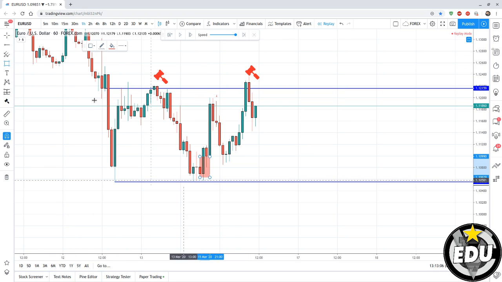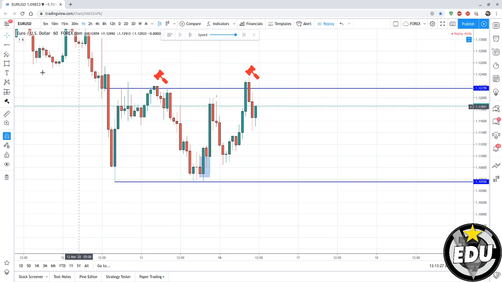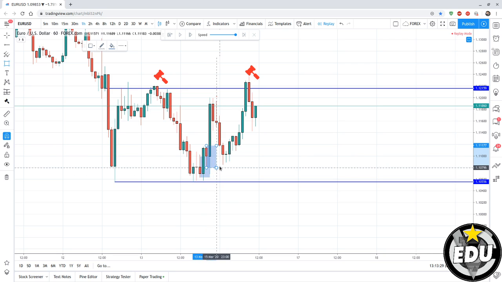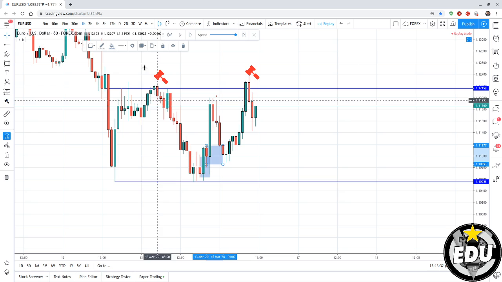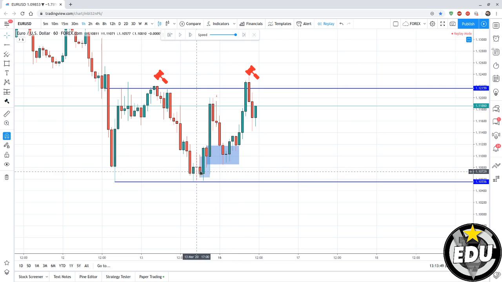Let's make it blue. You can see that here. Then there was another demand that was tested. Okay. Then there was another demand here, that was tested too. So all the demands are all the red candles where buyers buy into it.